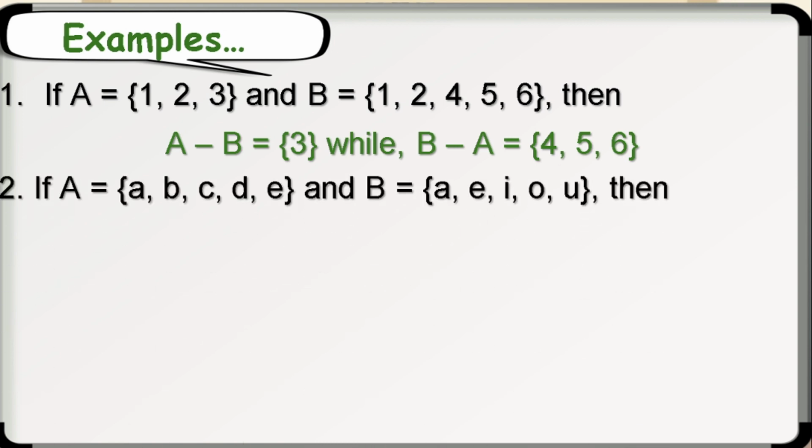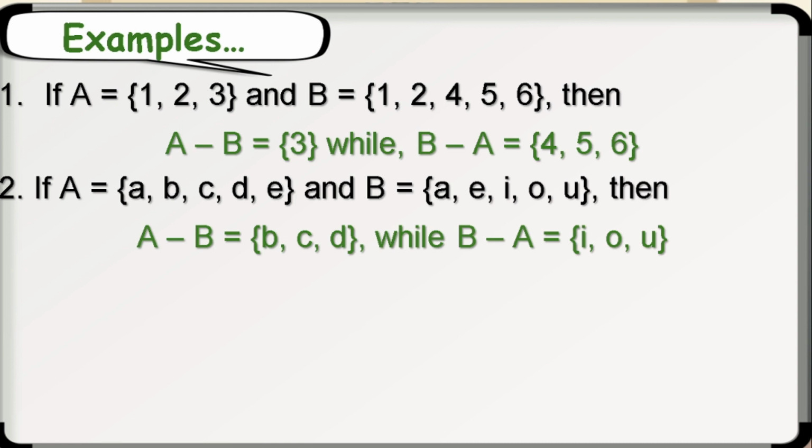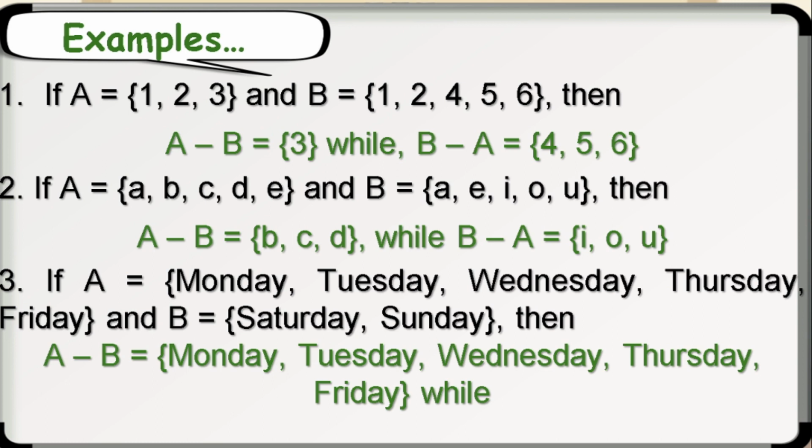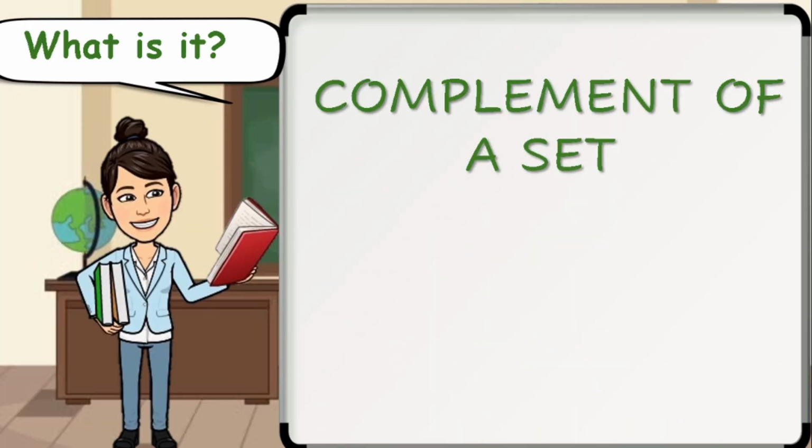Number 2, if set A is equal to A, B, C, D, E and set B is equal to A, E, I, O, U, then A minus B is equal to B, C, D, while B minus A is equal to I, O, U. And lastly, number 3, if set A is Monday, Tuesday, Wednesday, Thursday, Friday, and set B is Saturday, Sunday, then A minus B is still Monday, Tuesday, Wednesday, Thursday, Friday, while B minus A is Saturday and Sunday.